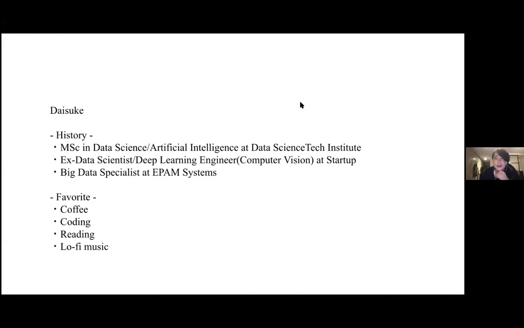Currently I'm working at EPAM Systems, an international company where I work for different clients, from education to industry and information companies, to help with the implementation of algorithms and everything. I have a lot of favorite things, but I really like coffee, which is something I cannot go without. I like coding, of course, and I spend some time on it. I like reading too. I read a lot of books, which is kind of my hobby. And I love music, especially lo-fi music, which helps with studying or sometimes while walking.